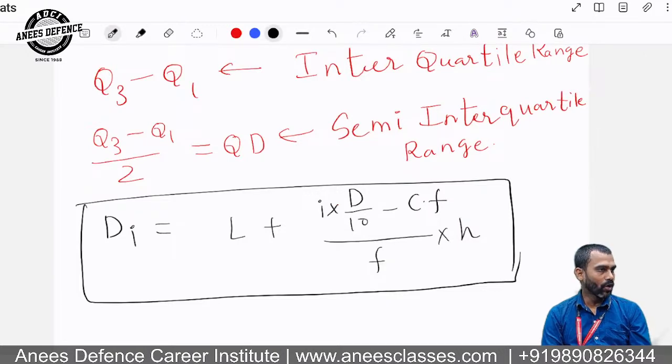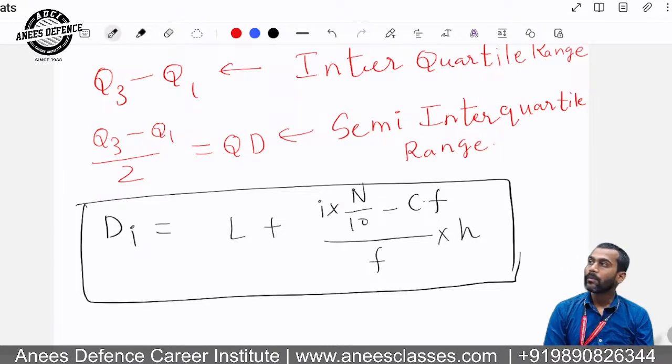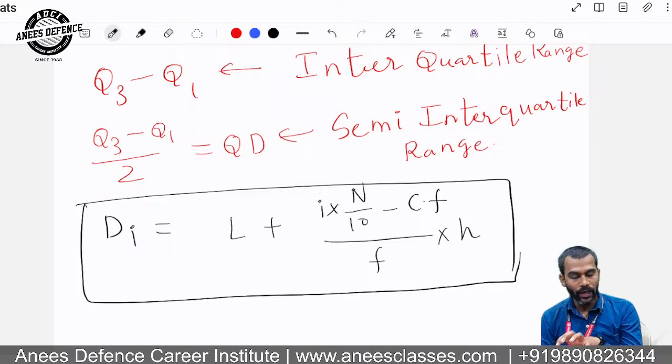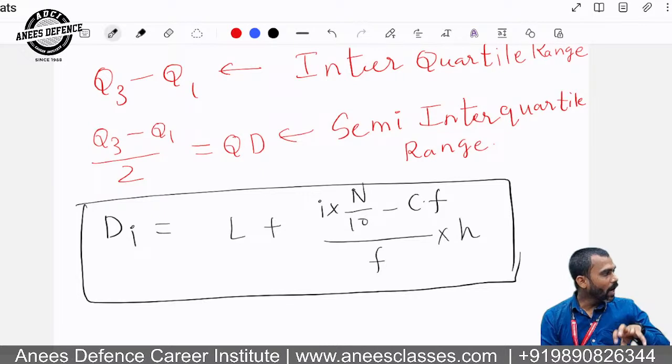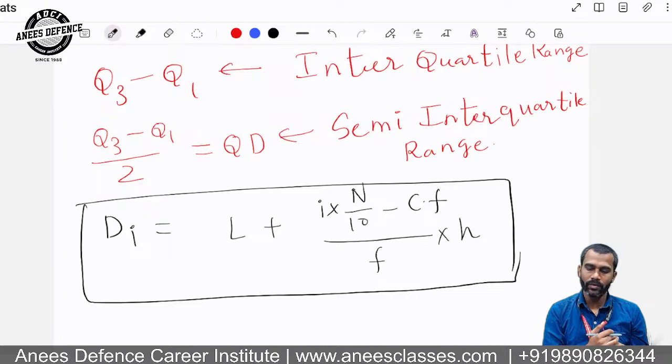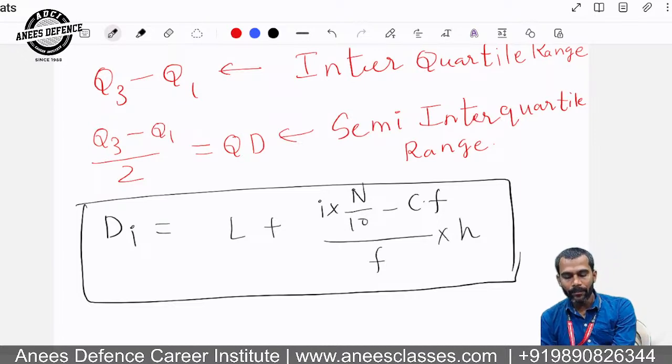What have I done? For quartile, I had written N by 4 into i, and here N by 10 into i. Why? Because for quartile we first divide the whole data into 4 equal parts, here into 10 equal parts. And then i means whatever we need to find out, D1, D2 or D3, whatever. Accordingly you need to decide what is L, CF and f. Suppose we have to find D5. Can I say D5 would be nothing but Q2?